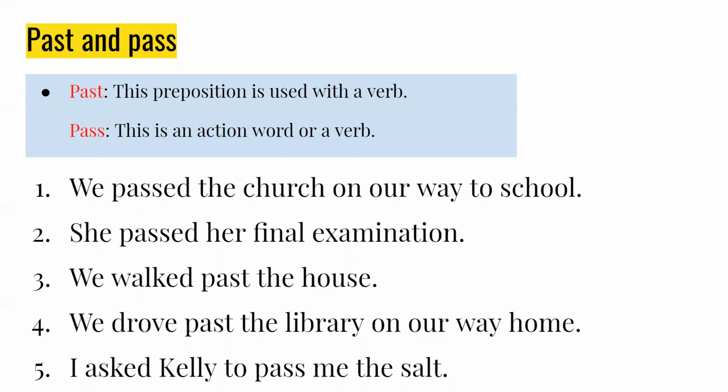P-A-S-S, it's an action word. It's a verb and it's going to be used as a verb. Sentence 1 says, we passed the church on our way to school. We passed the church. We passed. Passed is the action word in this sentence. It is the verb. Sentence 2. She passed her final examination. What is the action word in this sentence? It's passed, P-A-S-S-E-D. Action word.